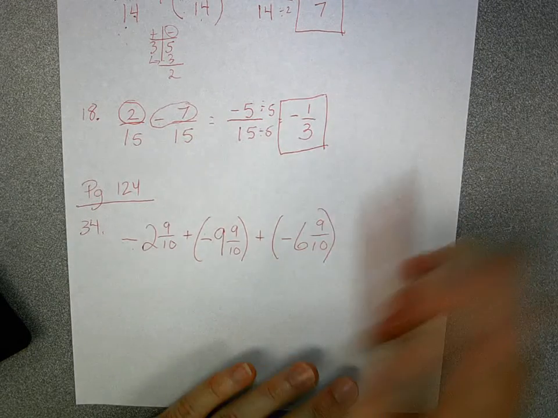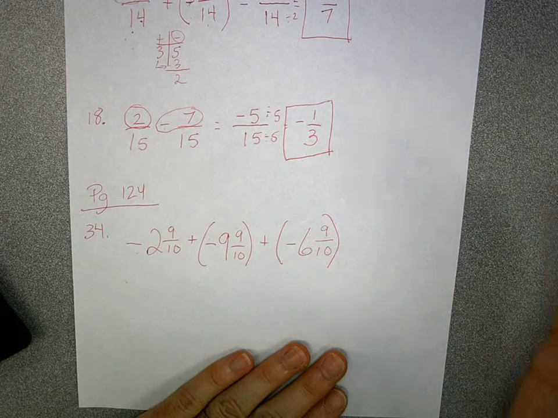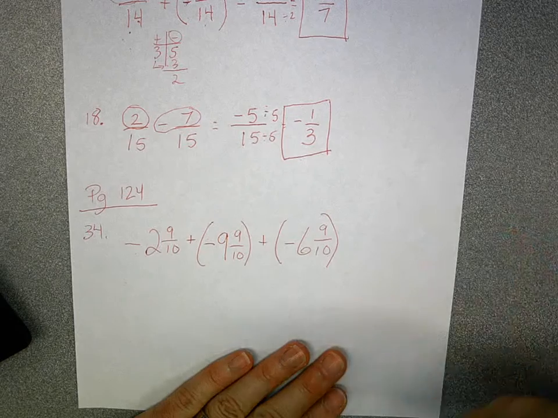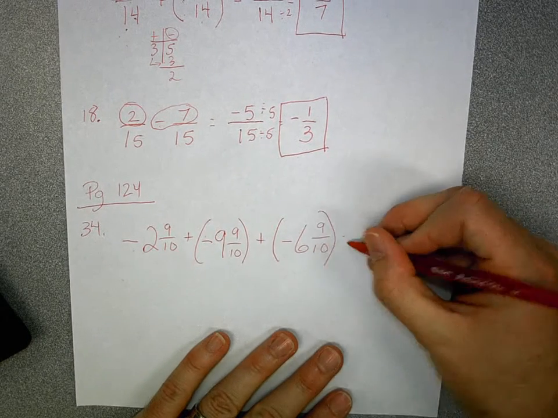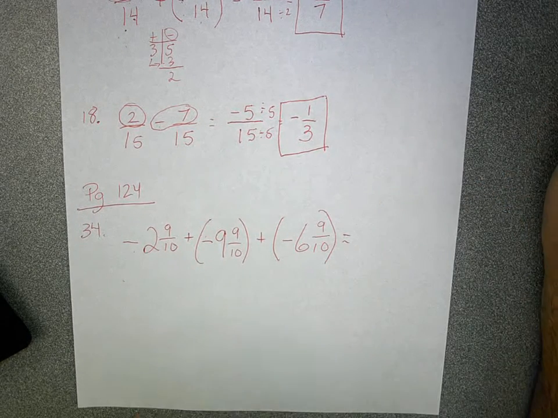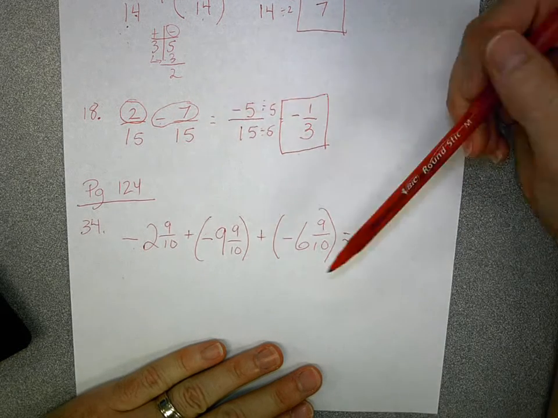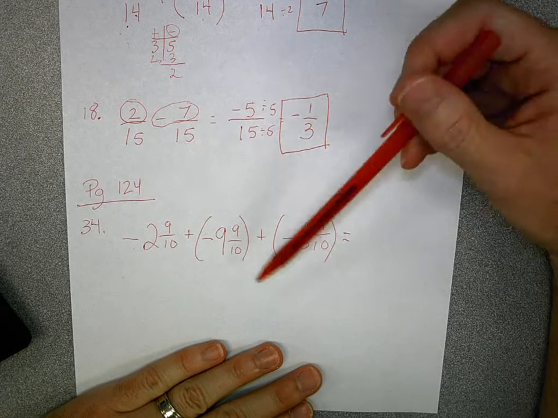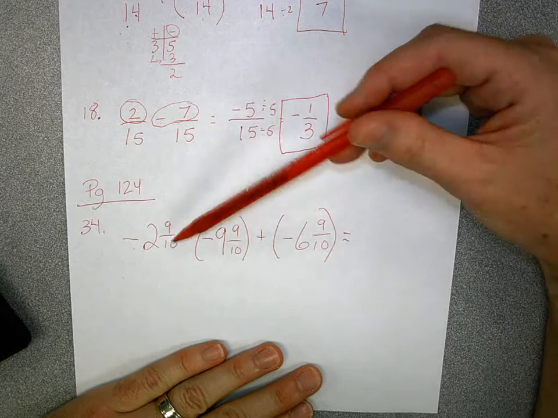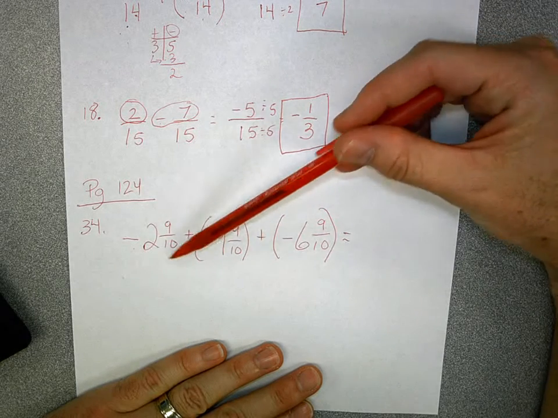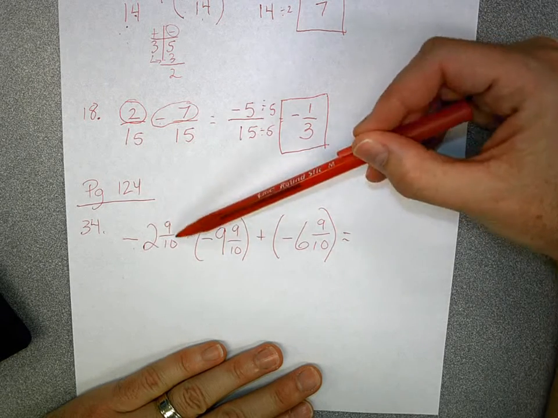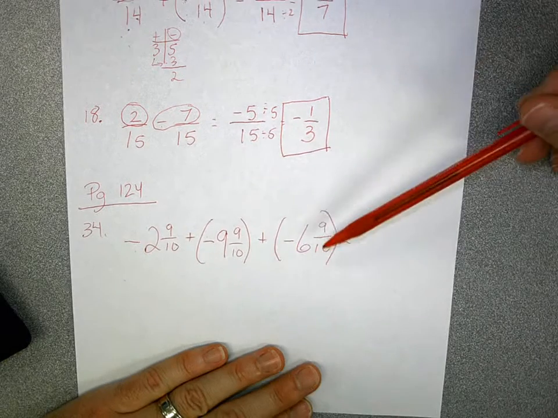So the funny thing is, because they're all negatives, we're just going to add them all up, and it's just going to be a negative value at the end. So what I'm going to worry about instead is the mixed numbers. Now, a lot of times when the denominators are not the same, I like changing all of them to improper fractions before we add.